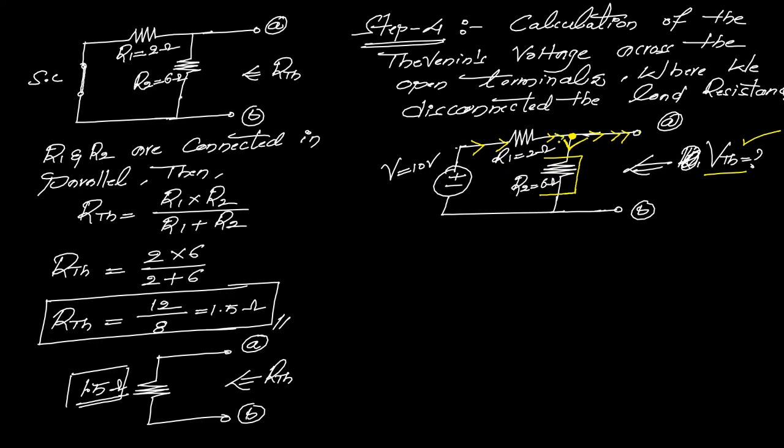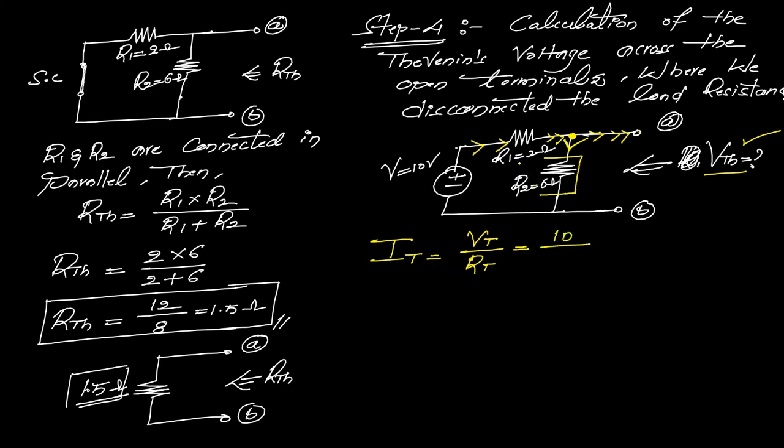The same applied voltage supplies the current, and that current flowing through R2 is what we need. So first we need to find the total current: IT is equal to total applied voltage divided by total resistance. The total applied voltage is 10, divided by the total resistance. How much is that?